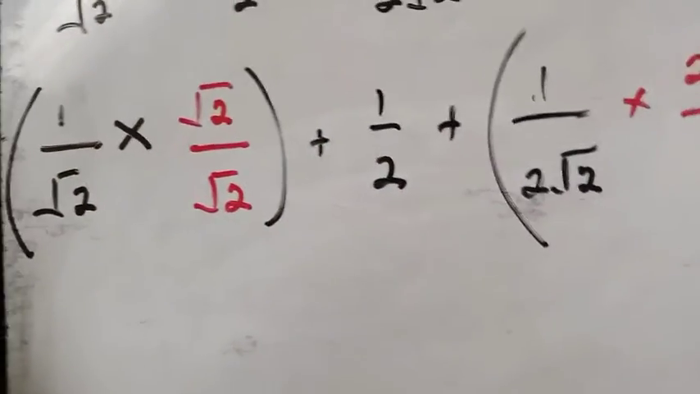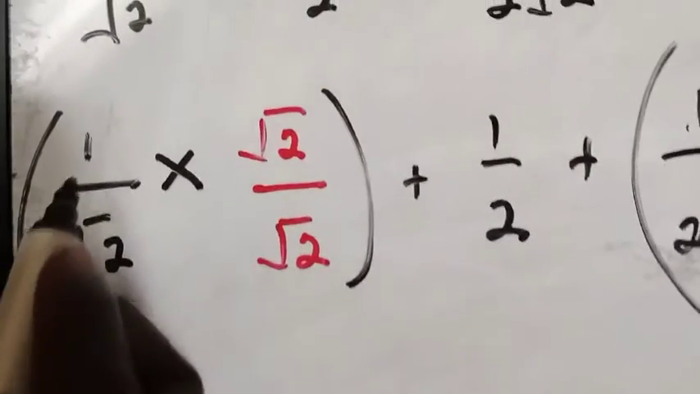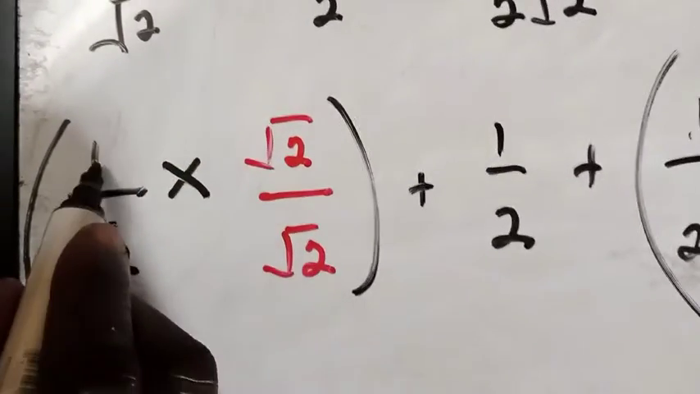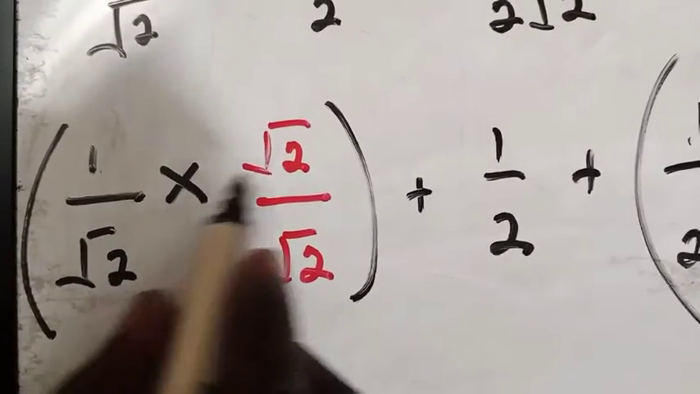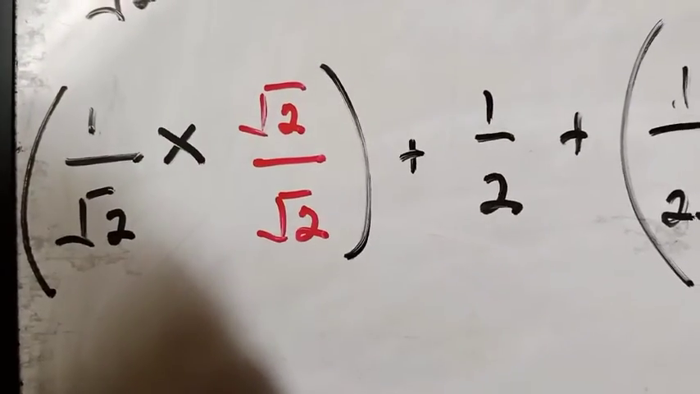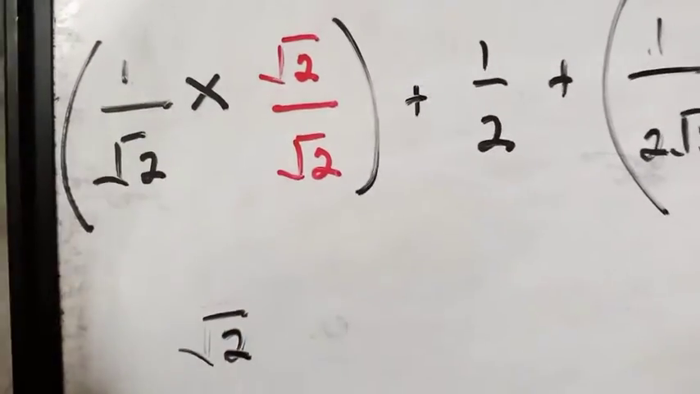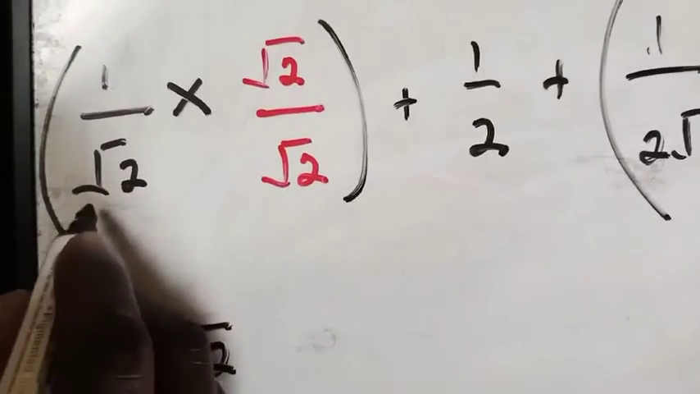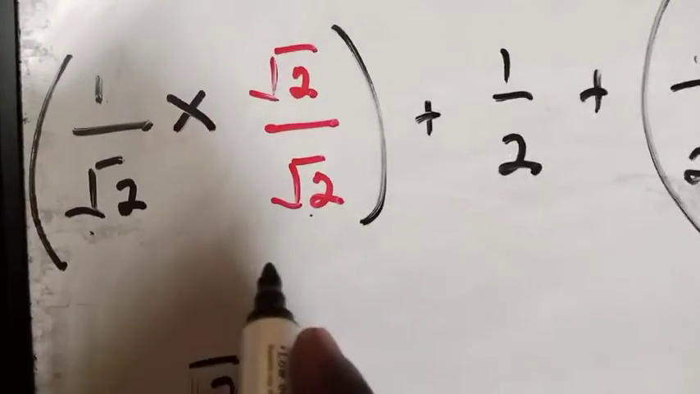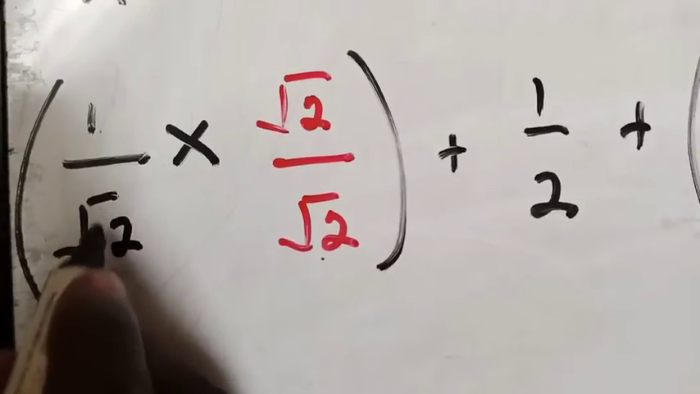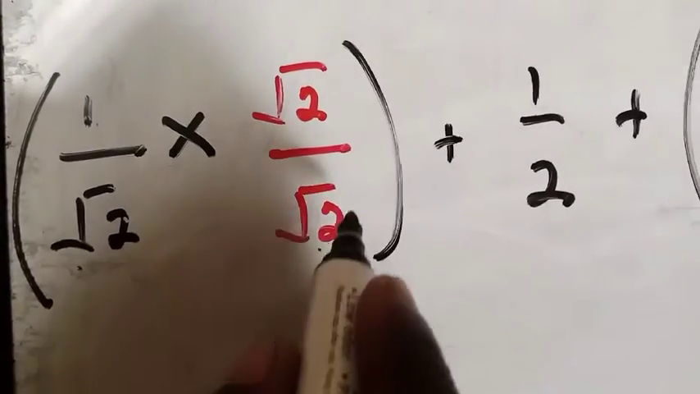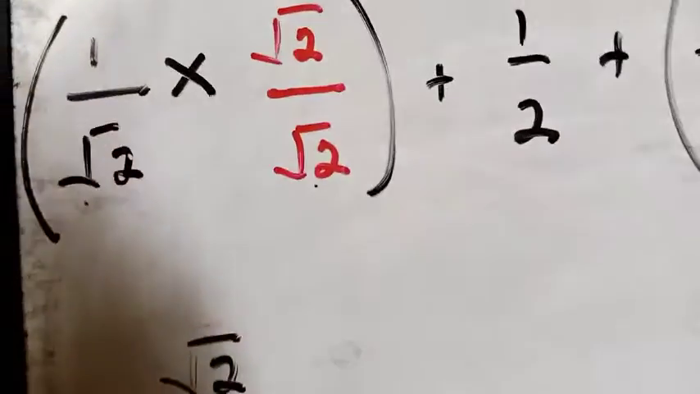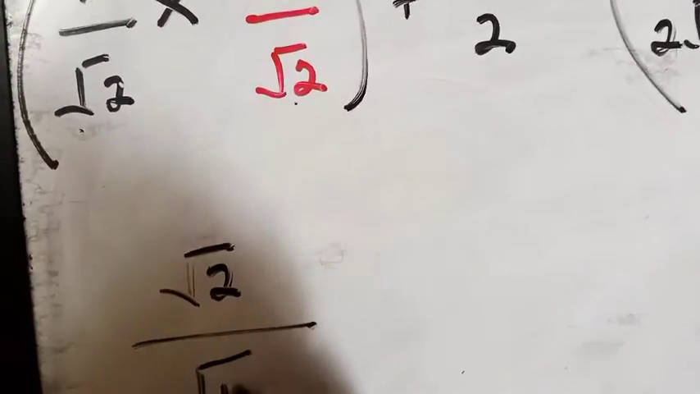Now, how do you multiply? The key of multiplying here is you multiply the top by the top and the bottom by the bottom. So 1 multiplied by root 2 gives root 2 here. 1 multiplied by anything is the same number. And then over, 2 multiplied by 2 here. Pay close attention: the way of multiplying is that you multiply the number under the radical by the number under the other radical. So 2 multiplied by 2 gives us 4, so root 4.